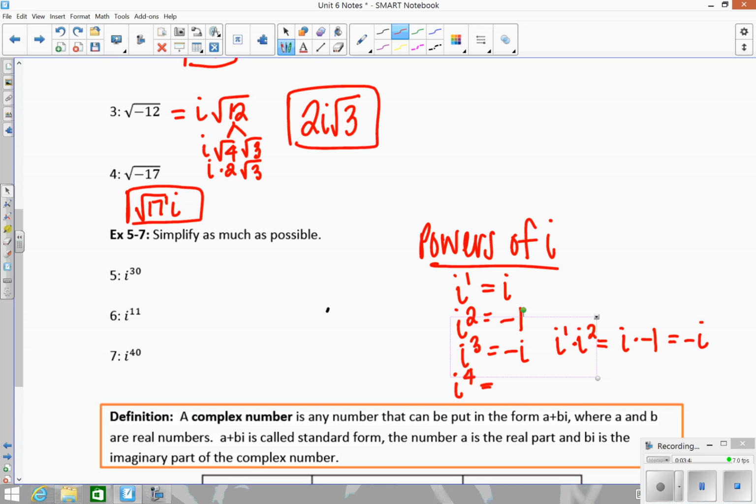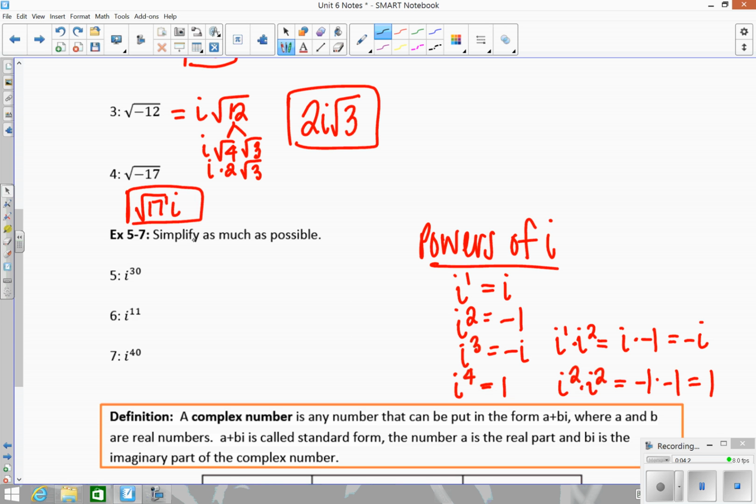I to the fourth is just going to be 1, because i to the fourth can be rewritten as i squared times i squared, which is -1 times -1, which is 1. And then after this, the pattern's just going to repeat. So i to the fifth is going to bounce back up to here. It'll be i to the sixth, i to the seventh, i to the eighth, i to the ninth, i to the 10th, and so on. So the pattern's just going to keep repeating. So really the only 4 that you have to know are these 4 here.